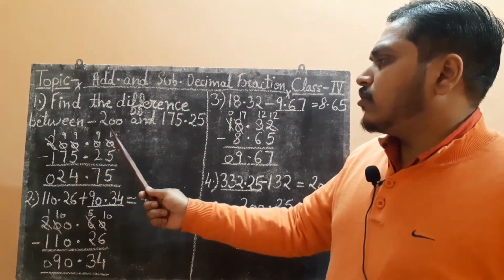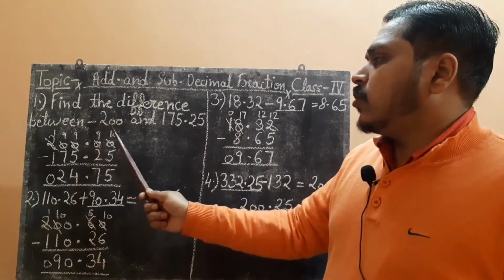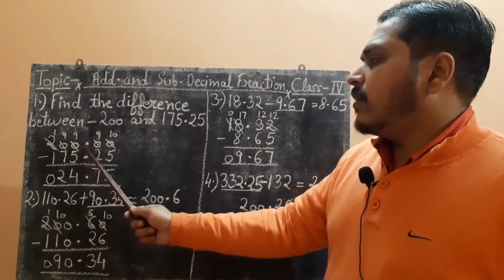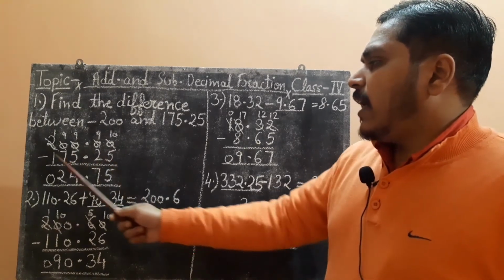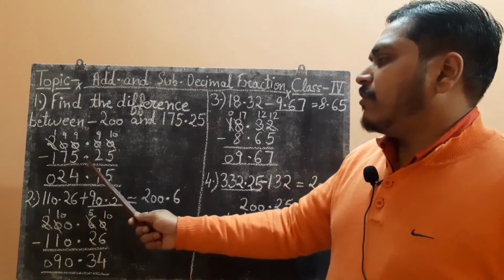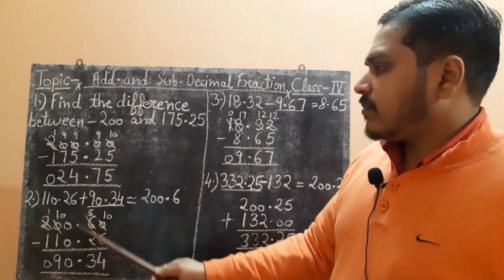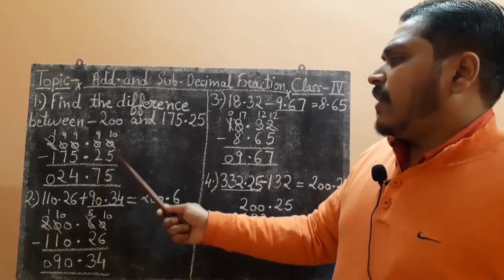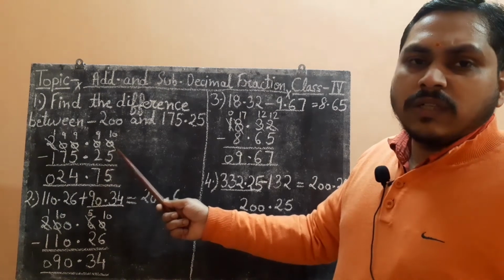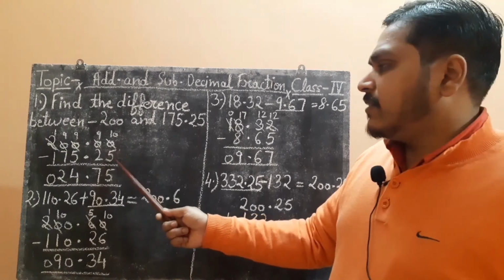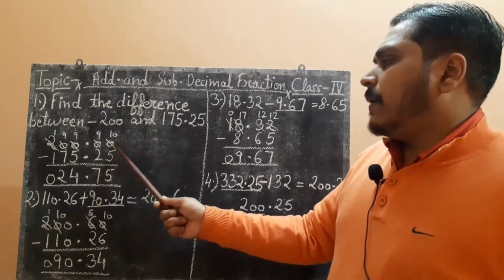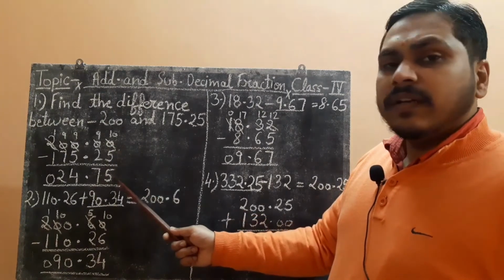So as there is no value after the decimal in 200, you will place two zeros here. So you will write 200.00 and then you will subtract 175.25. Now as usual you have to subtract. You have to subtract 5 from 0. So as 0 is smaller and 5 is greater, you have to borrow 1. So when you will borrow, it will become 10. So 10 minus 5 will be 5.